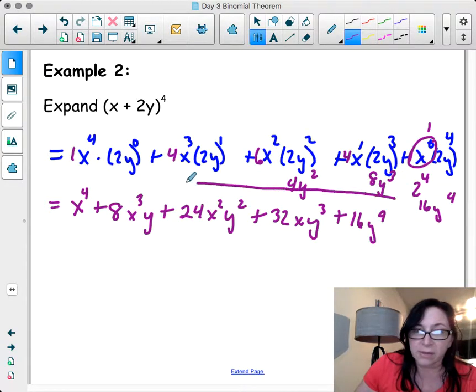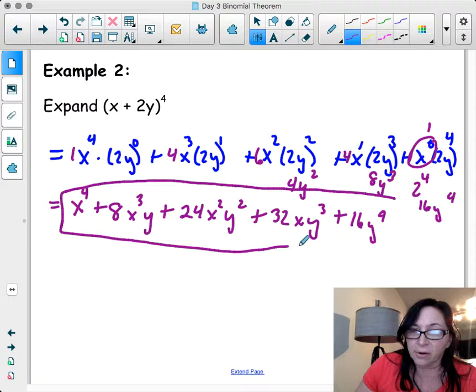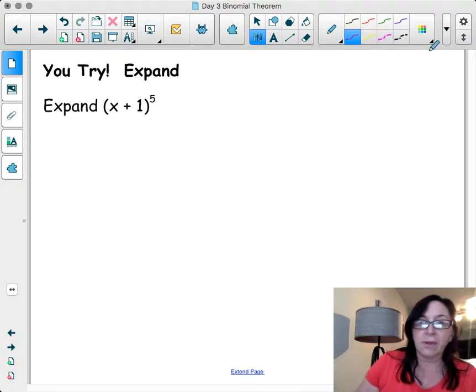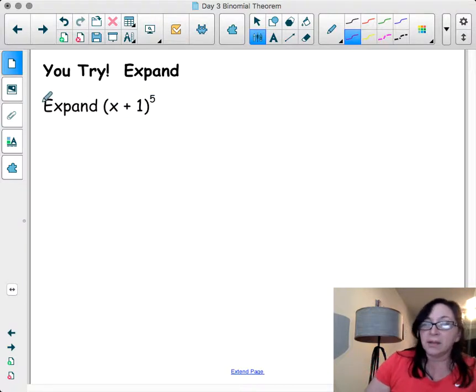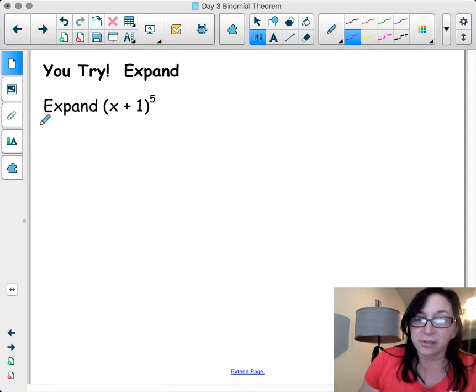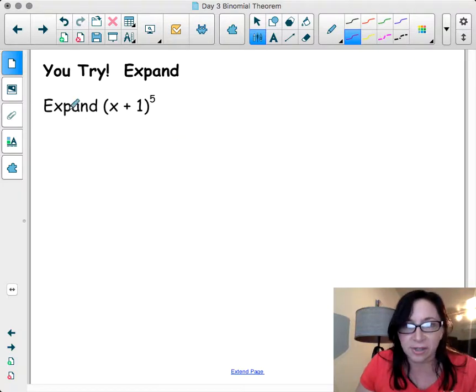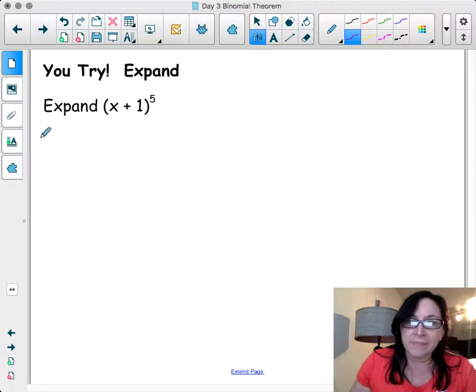So you're going to box all that up. That's the entire expansion for this problem. Okay, lastly, you have the x plus 1 to the 5th power. I'd like you to try this yourself. So if you're watching the video, pause it, try to do this yourself, and then start it again. So how did you do?